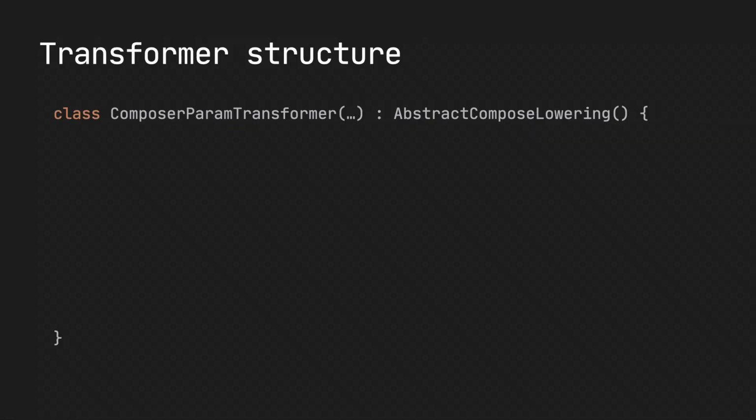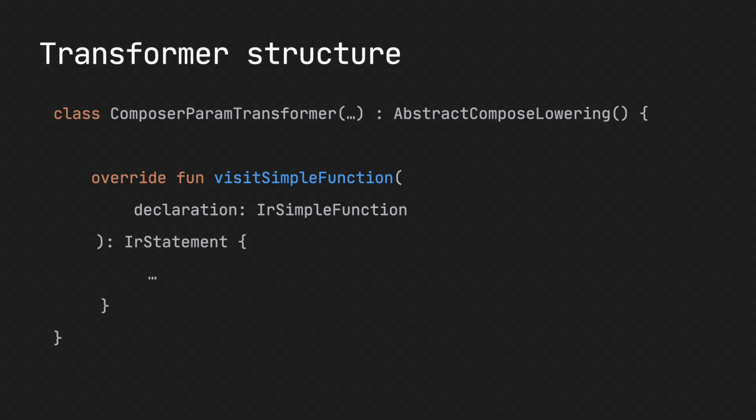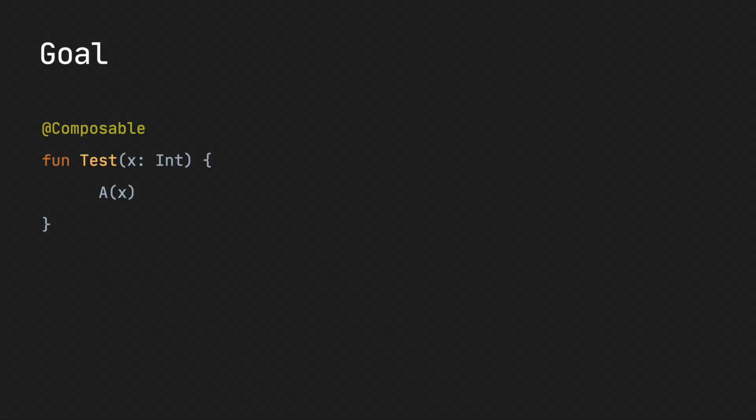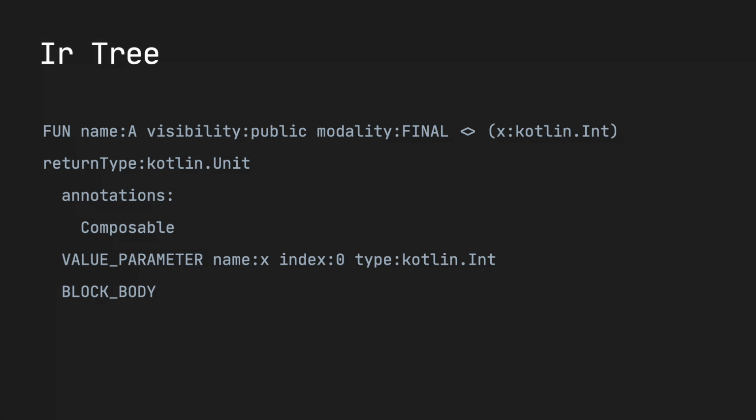So let's look at how this transformer is architected. It overrides a method called visitSimpleFunction, and what it does is that it gets a declaration. Every time a function is visited, no matter if it has the composable annotation or not, this method is called. Keep in mind that what we're doing here is that we're modifying an IR tree. So the code like this gets converted to an IR tree that looks like this.